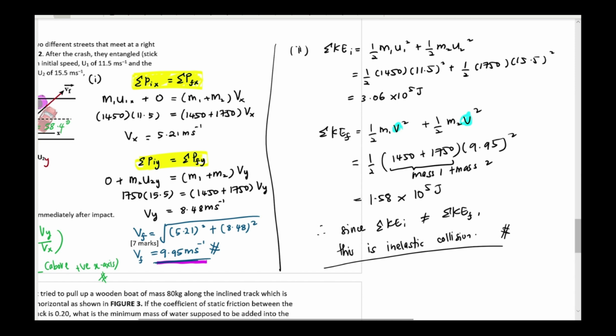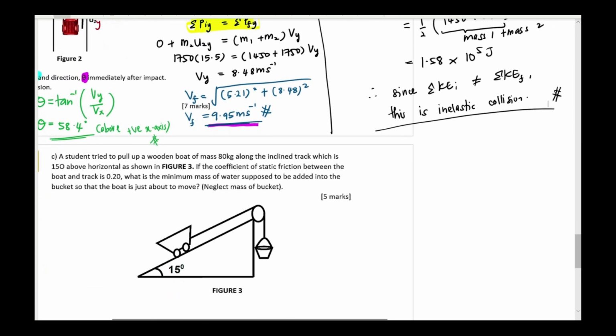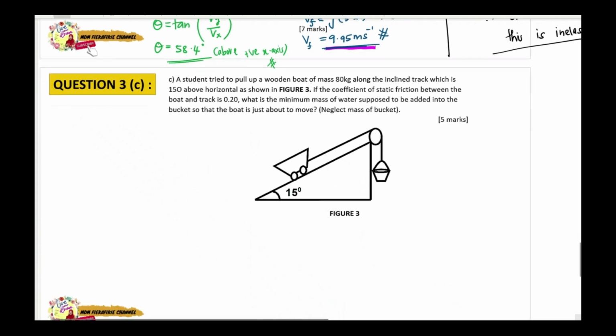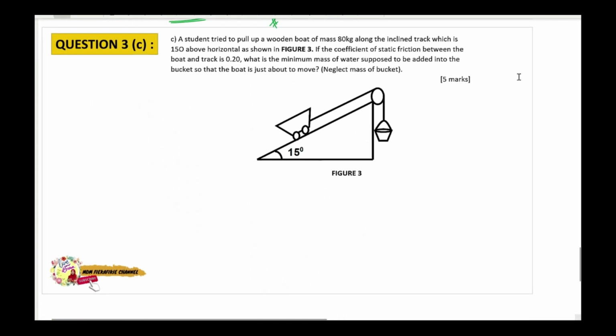So finish for 3B. Okay, and then we proceed to 3C, the last question for this video. Okay, so here we have 5 marks. So now let's read the question. A student tried to pull up a wooden boat of mass 80 kg along the inclined track, which is, sorry, this one should be 15 degree above horizontal as shown in the figure. If the coefficient of static friction between the boat and the track is given, what is the minimum mass of water supposed to be added here into the bucket so that the boat is just about to move?